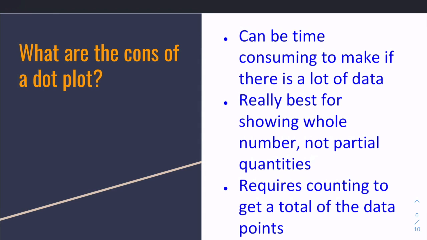However, there are some cons. It can be time consuming to make if there is a lot of data. So if you have hundreds of data points and you're making a dot plot by hand, that's going to take a really long time. It is really best for showing whole numbers, not partial quantities. So anytime you're dealing with decimals or fractions, dot plots become a lot harder to read. And it requires counting to get a total of the data points. So if you have a dot plot that has 500 different dots on it, you're going to have to count each and every one of those to figure out how many data points there are total.